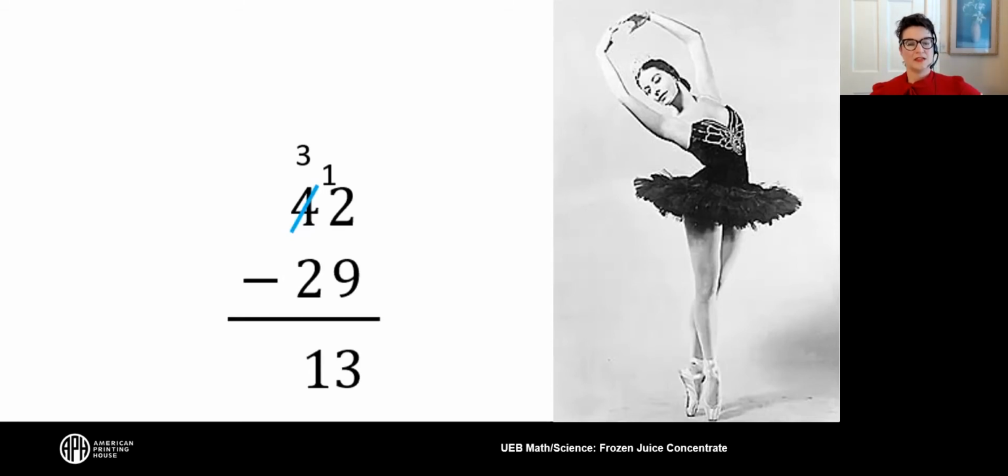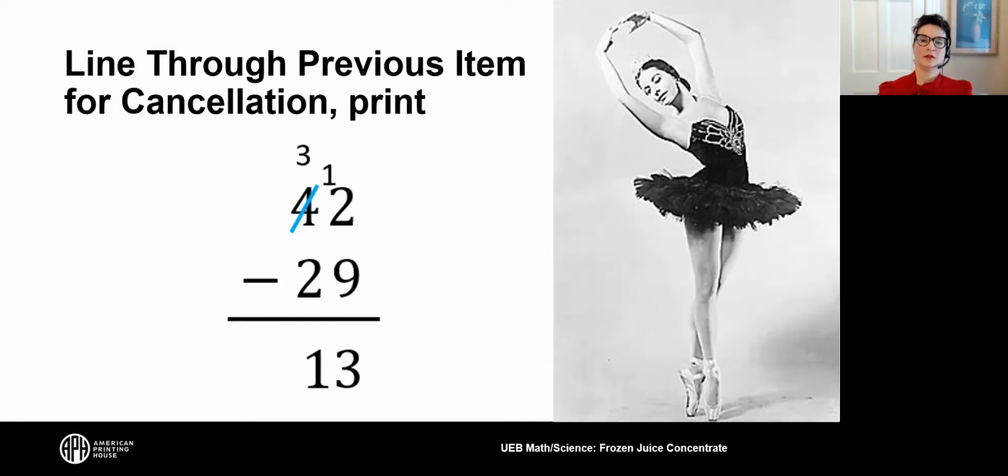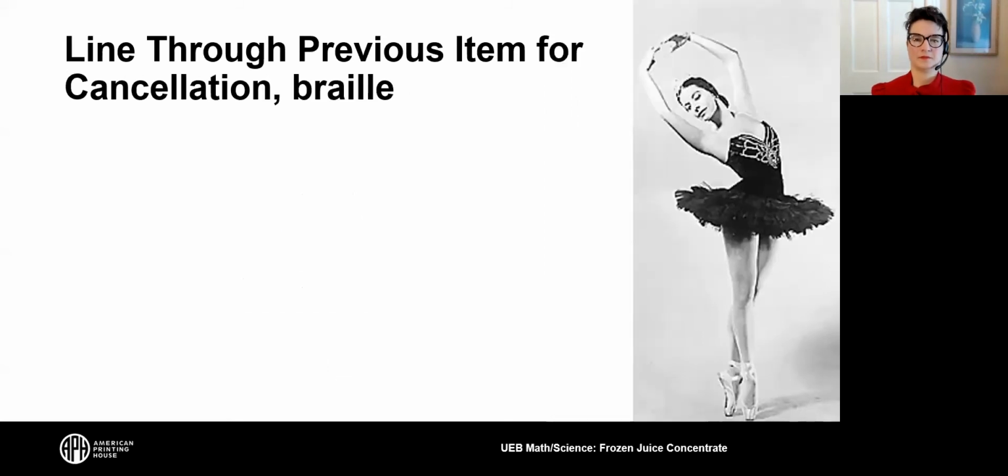The print of it is 42 over minus 29, then a summation or difference line, just the horizontal line, and then the answer 13. So the 42 has its 4 crossed out, replaced with a 3, and then the 1 we've taken away from that 4 in order to make 3 is a little guy right next to the 2 to make it 12. Again, we use our line through previous item for this kind of cancellation.